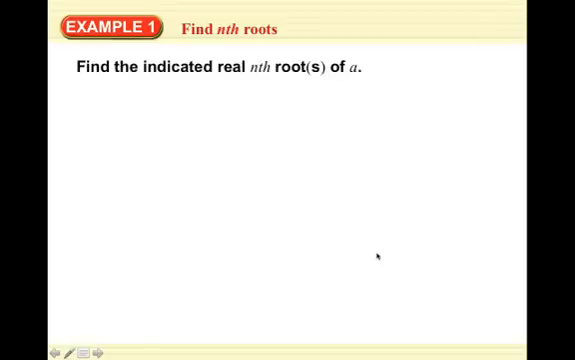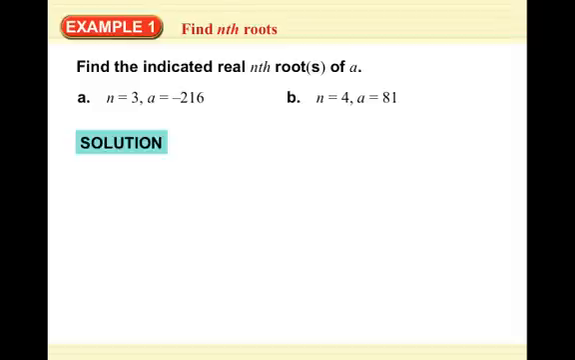All right, we're going to find nth roots. We're going to find the indicated nth roots of a. So we have n equals 3, a equals negative 216. Anytime we're taking an odd root, we're just going to have one value. And then n equals 4, we have a equals 81. So on here, we're going to have to think about taking two values because n is even.